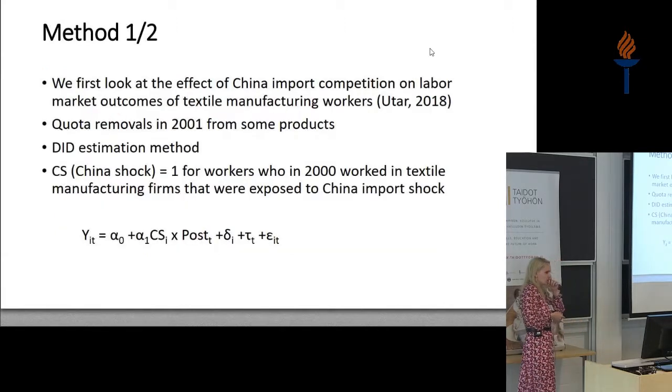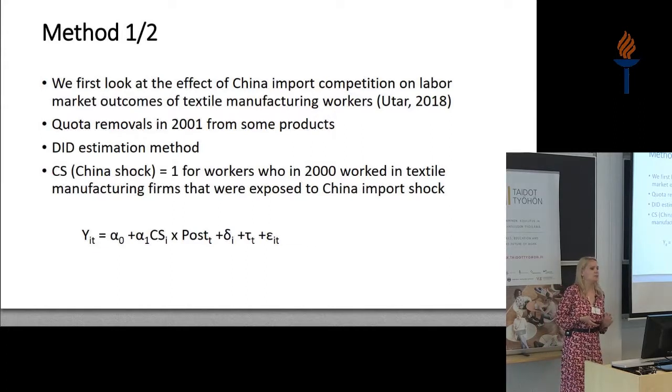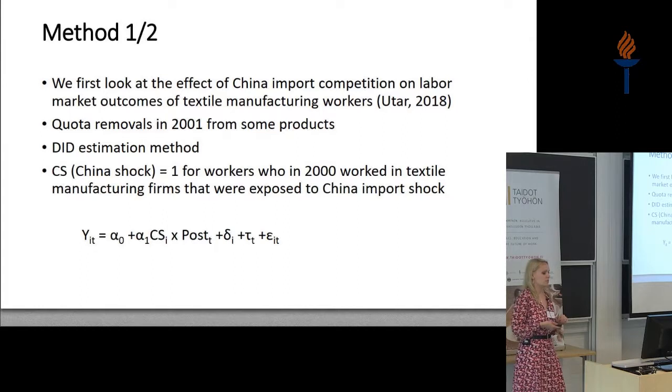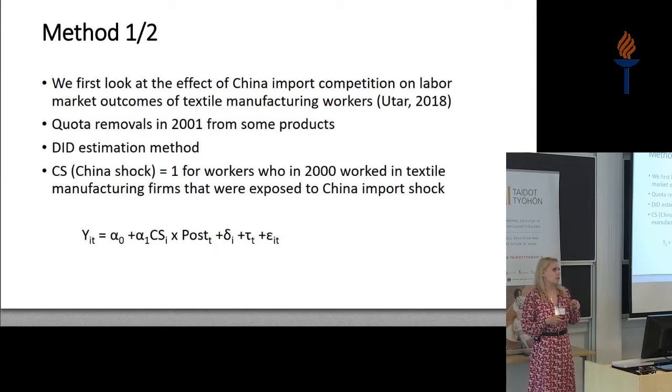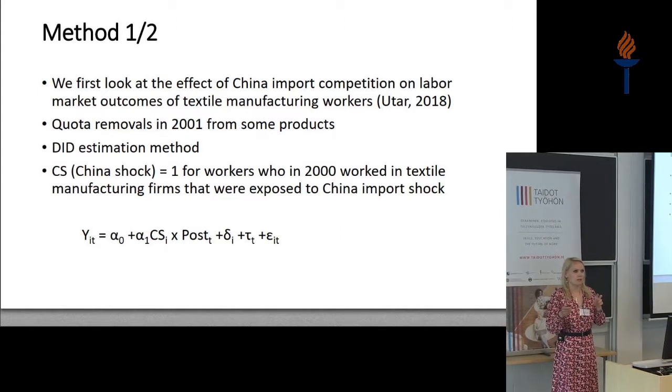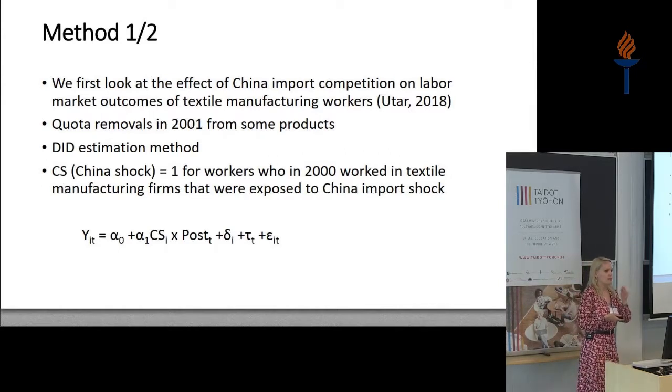So we have two different kinds of methods, at least for now. The first one is we follow Autor's exercise and apply the difference-in-differences estimation method. Here we focus on Finnish textile manufacturing workers. There were some quota removals in 2001 for some products. For example, the China quotas were removed in 2001 for work clothing and underwear, but not, for example, for jackets. So they are very detailed categories of which textile or clothing products had their quotas removed and which did not.